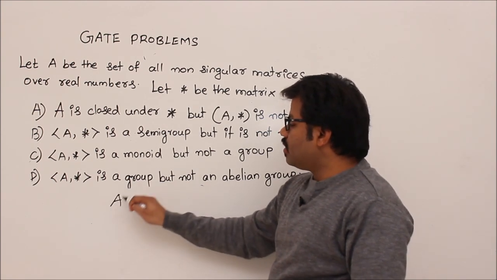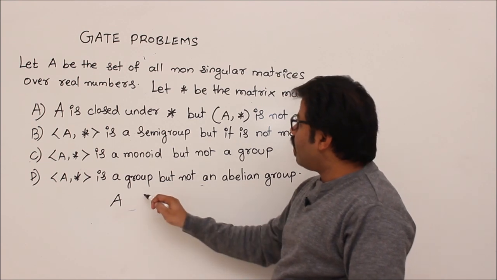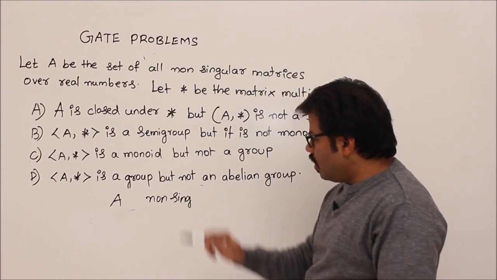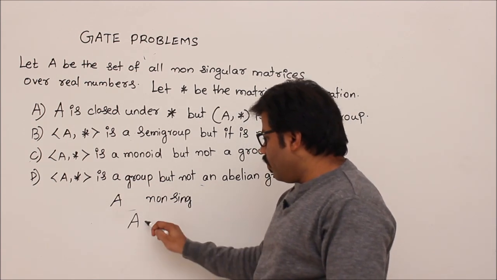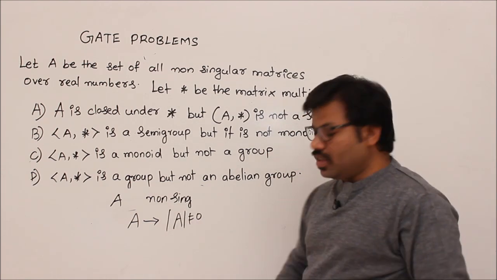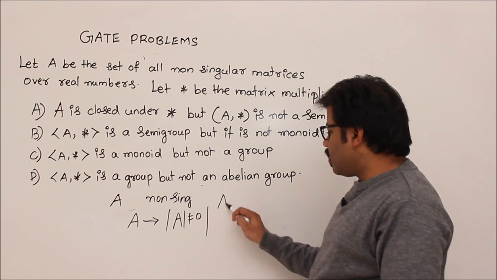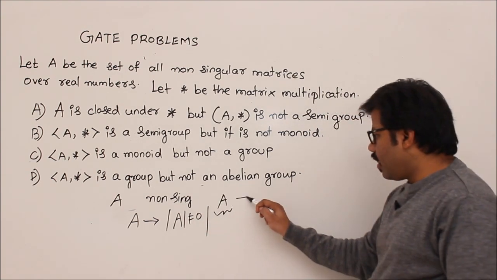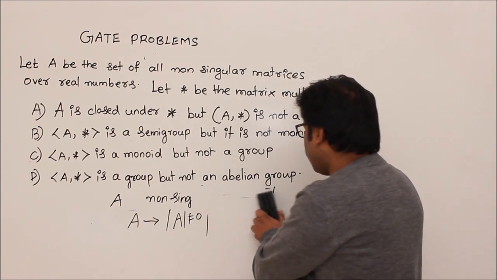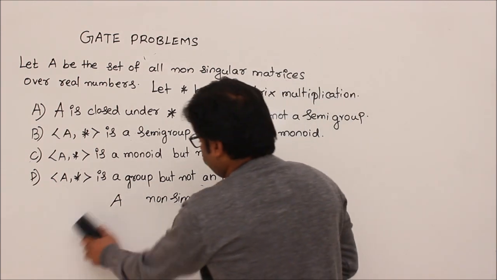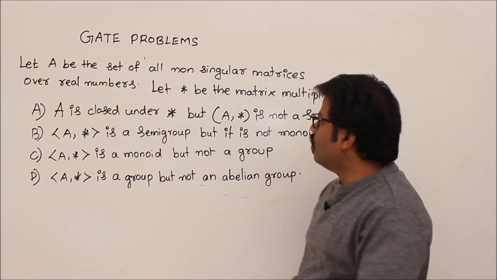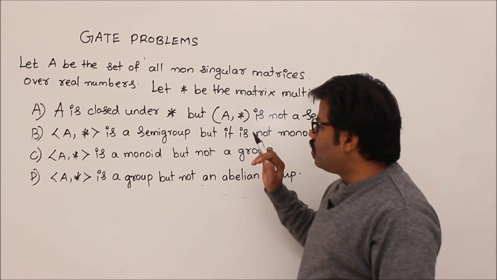What is given? A is the set of all matrices which are non-singular. You know what a non-singular matrix is? Whenever a matrix is non-singular, we can say its determinant |A| is not equal to 0. The second way we can define a non-singular matrix is that it has an inverse. Anyway, both are correct, but the basic definition is that a non-singular matrix has a non-zero determinant.